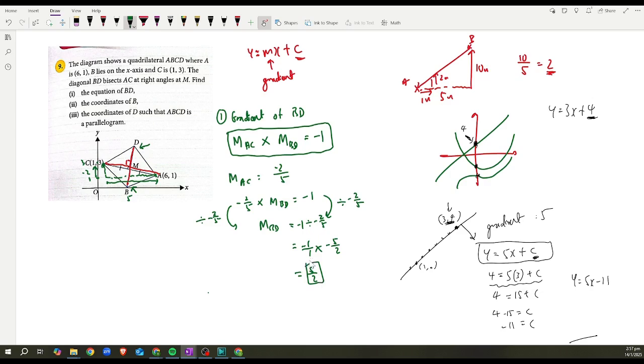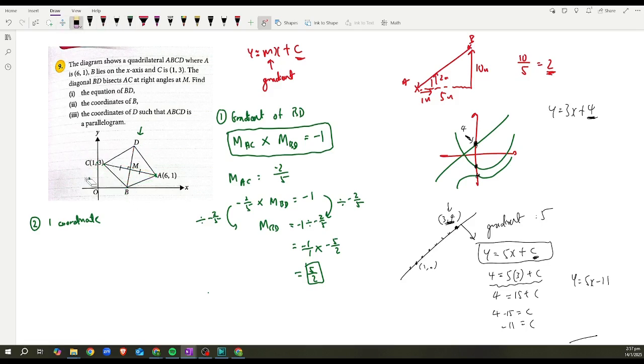Now we need a single coordinate that lies on BD, right? So how do we find a single coordinate? One coordinate. Okay, there's no information about point D. For point B, we know that it lies on the x-axis, right? So the y coordinate is 0. Still not enough information. Okay, let's clean up the diagram.